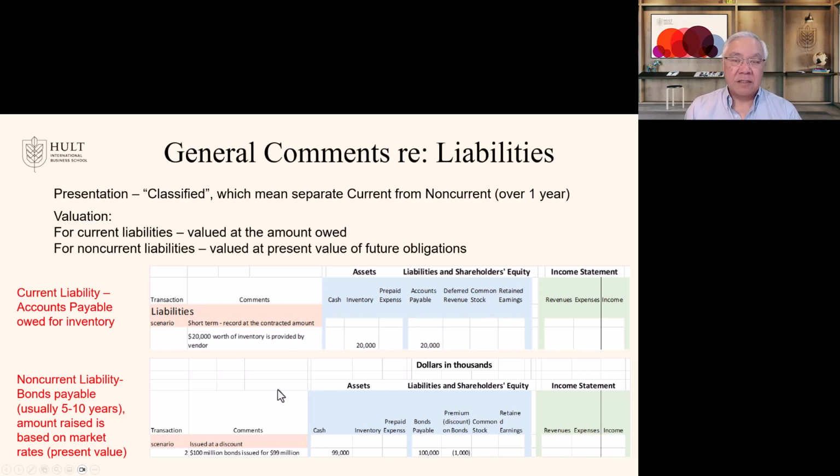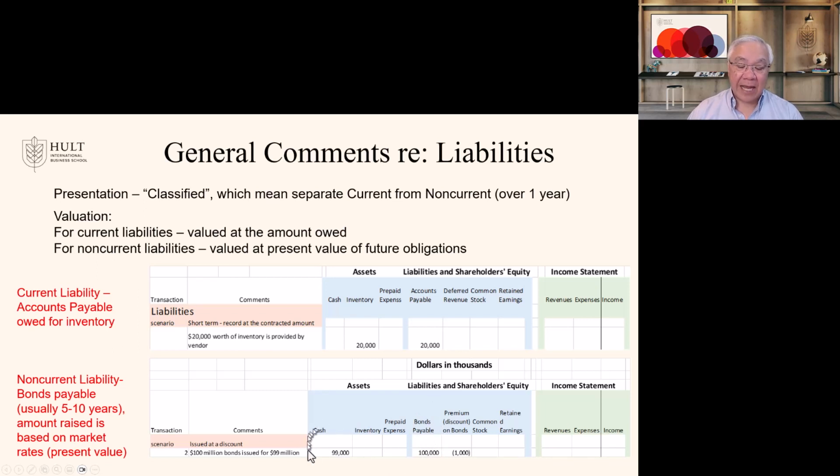That's an easy one. Let's deal with one that's a little trickier. This is a bond. So we sold the bond at a discount. So we got $100 million at face value, but we only got $99 million for that bond. So the entire bond payable will ultimately be $100 million at maturity. So that's why bond payable is the full $100 million.